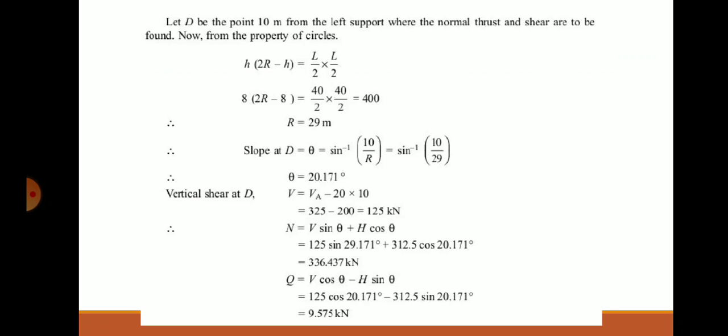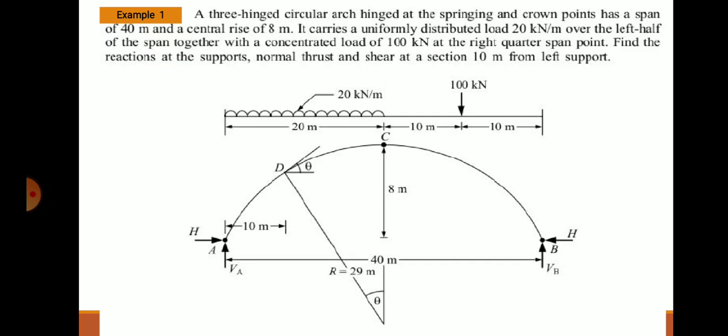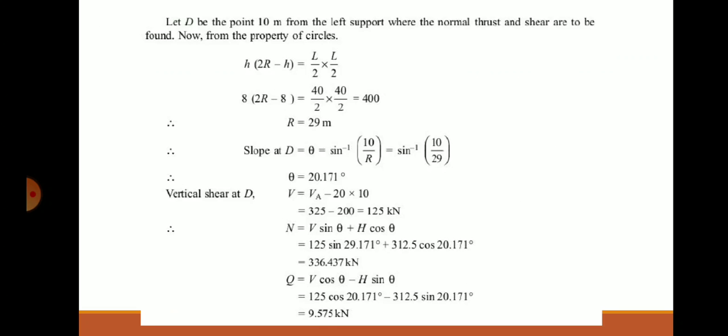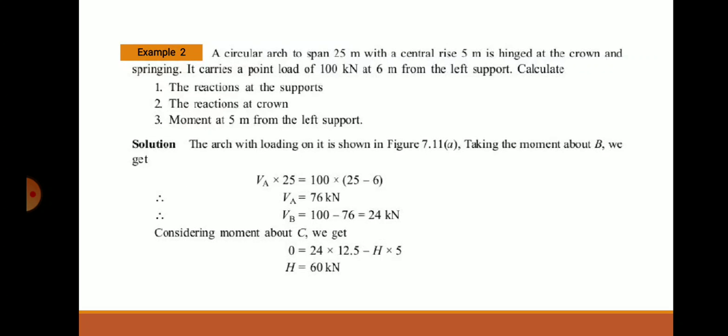Next, you have to find the vertical shear at D. So, vertical shear at D is the support reaction VA minus whatever the load is coming before the point D. So, VA minus 20 into 10, that forms the vertical shear at D. Using vertical shear and the horizontal force you already evaluated, and theta, you can find the normal thrust and radial shear. These are the things which we discussed in the previous session.